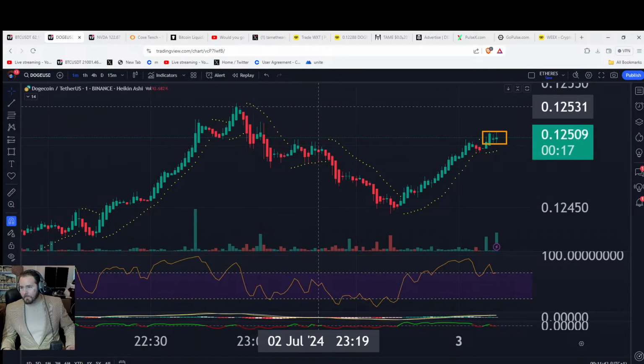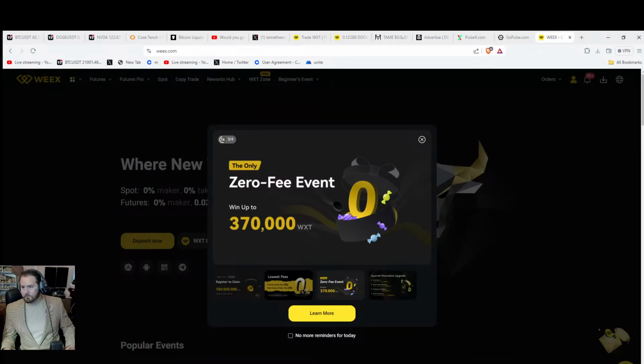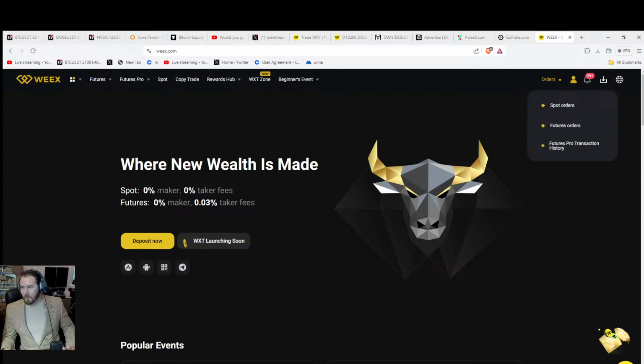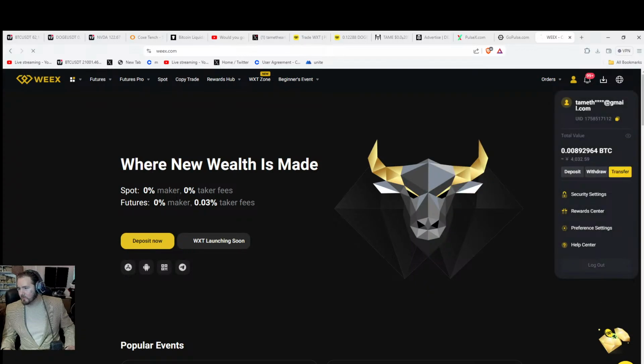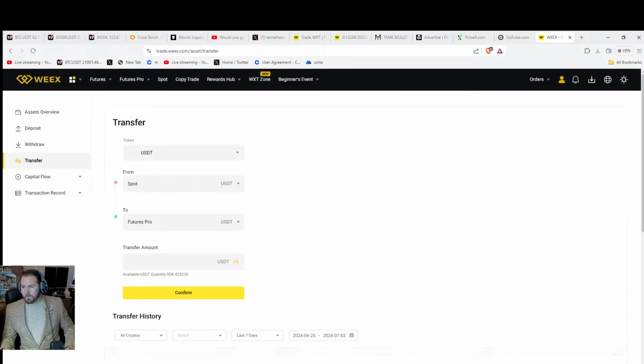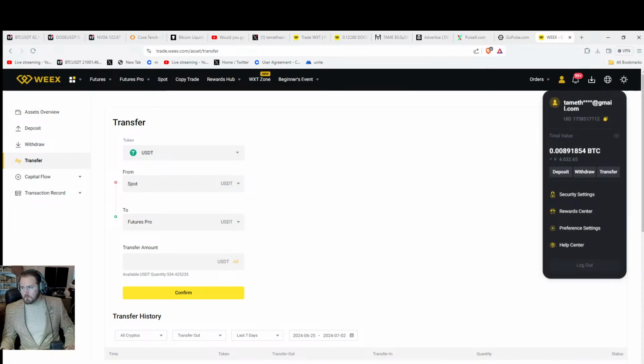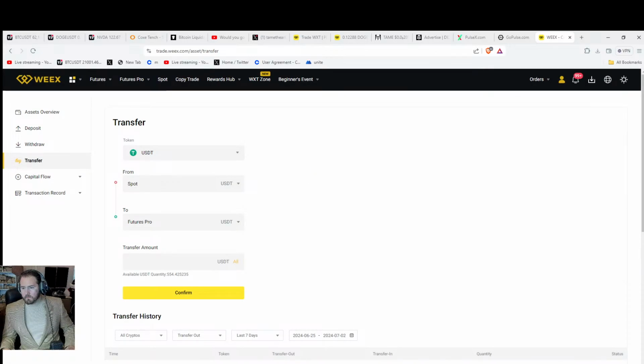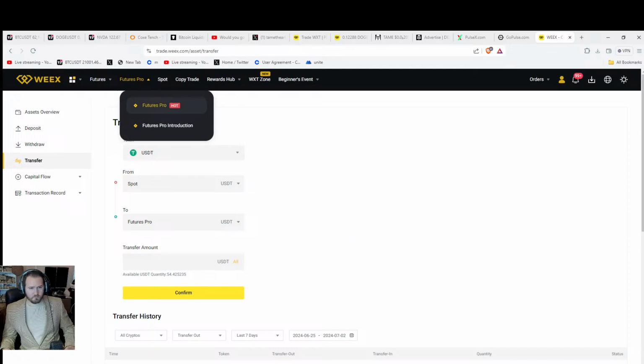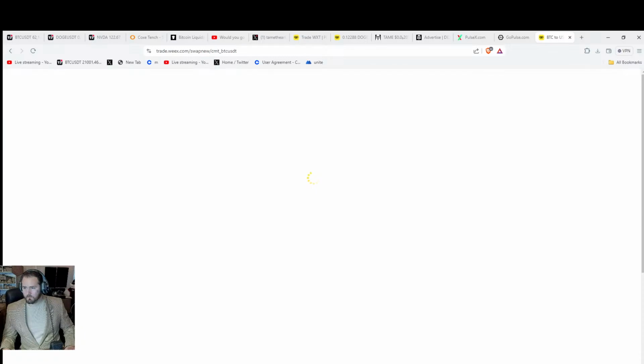So go over here. We're going to go to the WEEX platform. I'm going to go to my wallet and transfer some money into futures for you guys. I cleared out the stuff earlier when I was sending out to you guys. So we're going to transfer at the top. And then I'm going to go from spot to futures. Let's just do $500. Now I'm going to go to Futures Pro, click the drop down, boom.